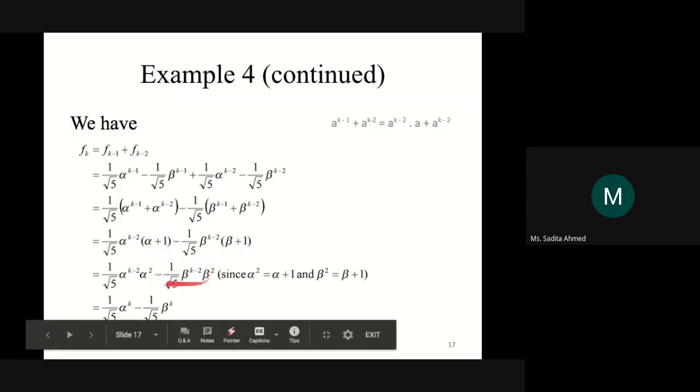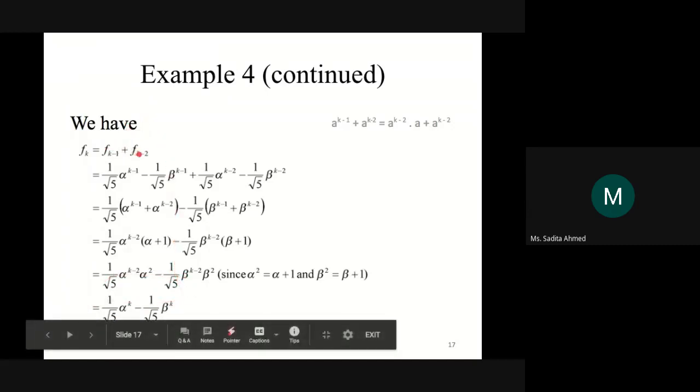And once we do that, see, same base, and the powers are k minus 2 and 2. So k minus 2 plus 2. So you have alpha to the power of k. Base same, powers k minus 2 and 2, so we have k minus 2 plus 2. So beta to the power of k. So you get the result finally.